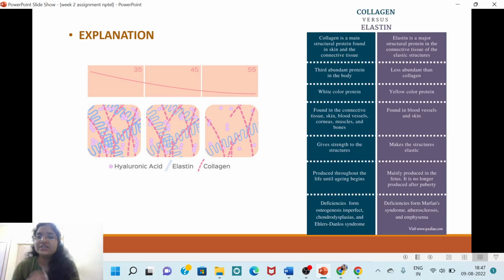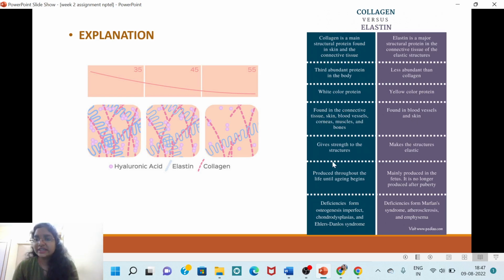So if we see the difference between collagen and elastin, what is collagen? Collagen is the main structural protein found in the skin and the connective tissue, whereas elastin is also a major structural protein found in the connective tissue and elastic structures. Collagen is the third most abundant protein in the body, whereas elastin is less abundantly found in our body. Collagen is a white color protein and elastin is a yellow color protein, and collagen is mainly found in the connective tissues, skin, blood vessels, corneas, muscles, and bones, whereas elastin is mainly found in blood vessels and skin.